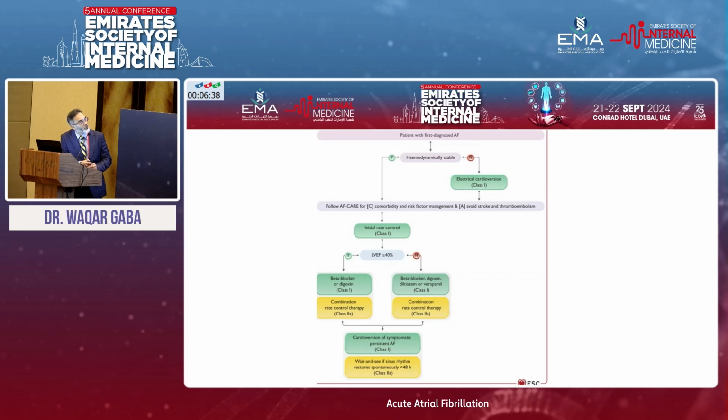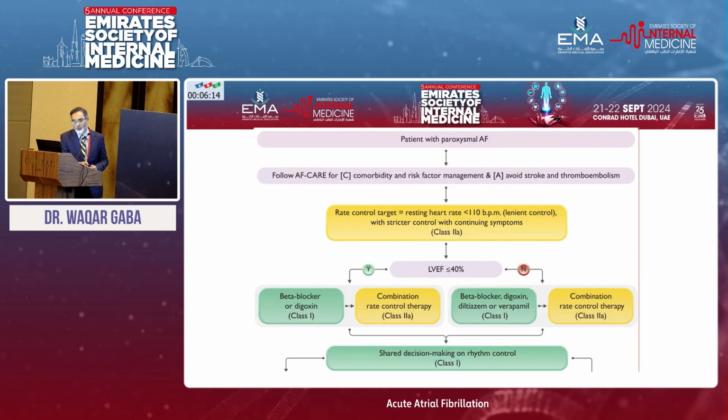With rate control, you have an option if you have good ejection fraction, beta blocker or digoxin. If you have LV ejection fraction not good, then you can go for beta blocker, digoxin, diltiazem. Sorry, that's the other way around. So good with this, and if not good, beta blocker or digoxin. Or you can try the combination, and then cardioversion of symptomatic persistent atrial fibrillation.